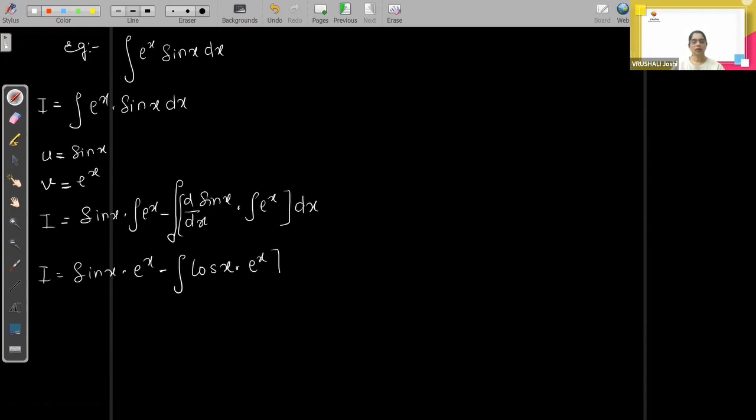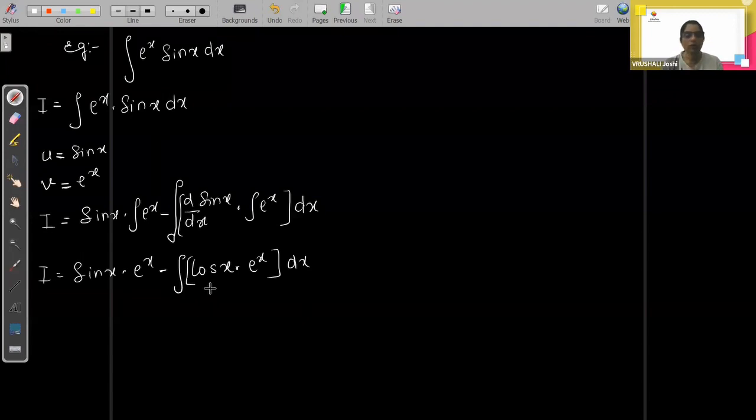Arre, what happened? Look, we again landed up in a product of two functions. So we have to do the same thing again. See, here in this case, we can just do one thing. We have again landed into integration by parts.